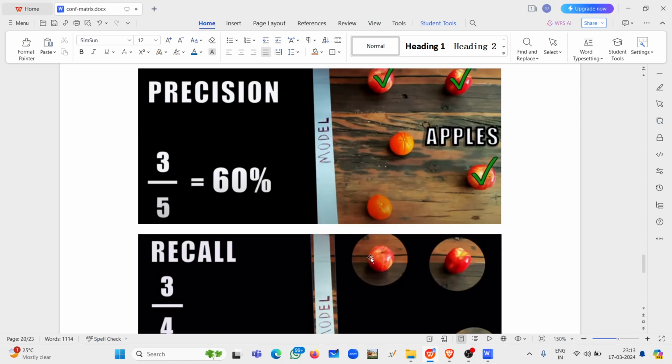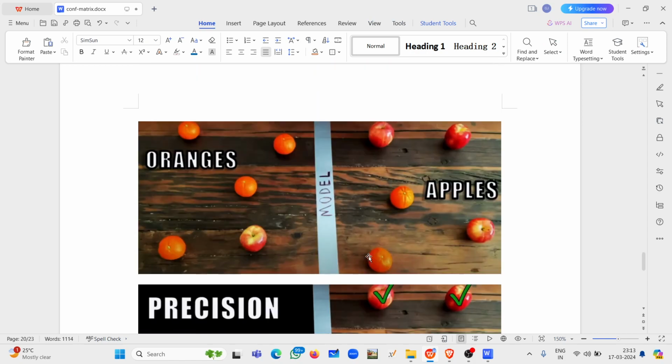Okay, now let us have an example of how we calculate the precision and the recall. I think from this example we can have clarity. If you see a tape here, that is the model. Initially it is not there, that means the entire fruit is there on the table. There are oranges, also apples. Now what I do, I define a model.